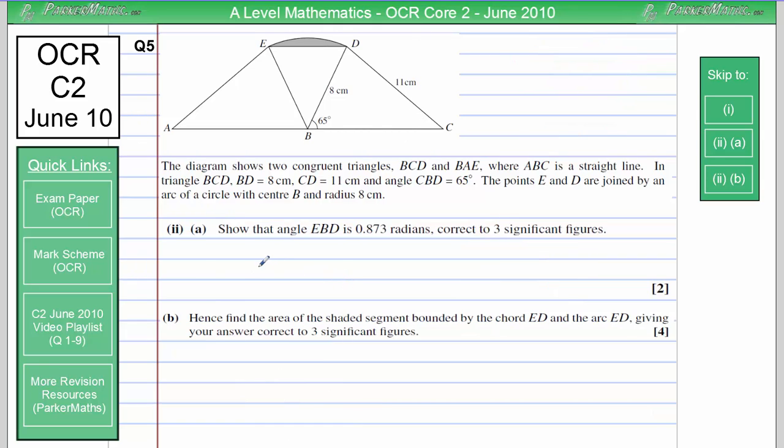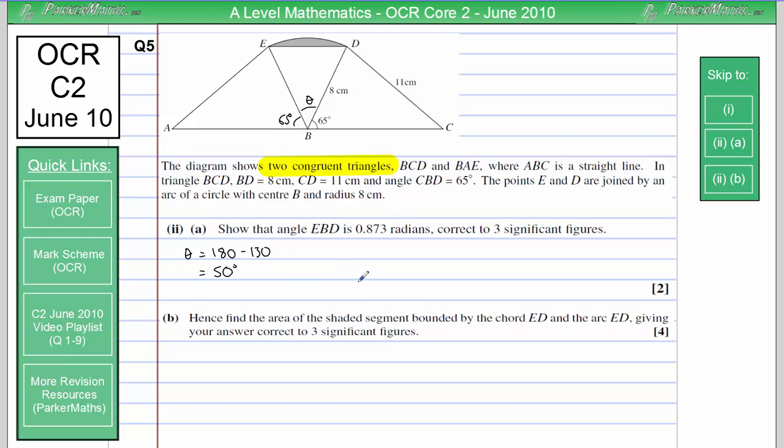In part 2a, it says show that angle EBD is 0.873 radians, correct to 3 significant figures. Angle EBD is this angle here. We'll call that theta. In order to answer this question, you need to remember that the two triangles are congruent. That means this angle here is also going to be 65 degrees. So I've got a straight line angle here. 65 plus 65 is 130, and if I subtract that from 180, I get 50 degrees.